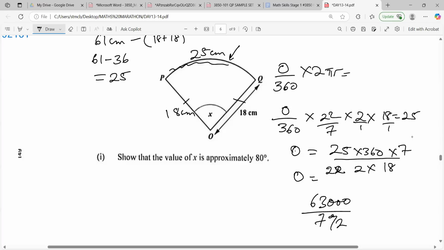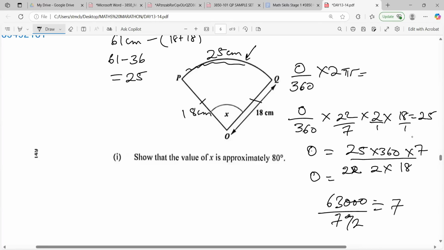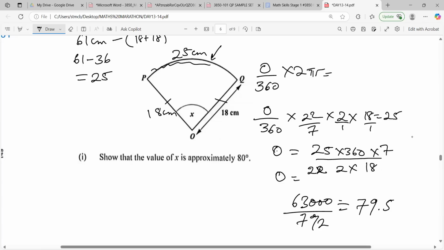Yes, sir, you're right. So I get 63,000 divided by 792. You got to put a decimal, and when you round it up, it gives the 80. I made that error because I didn't put that 22 here by mistake. This takes a while. I don't know why CXC started giving big numbers; they never used to be like that. But it doesn't matter, guys, that's the principle, right?